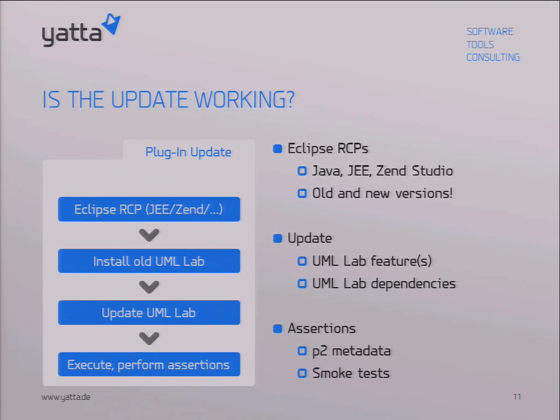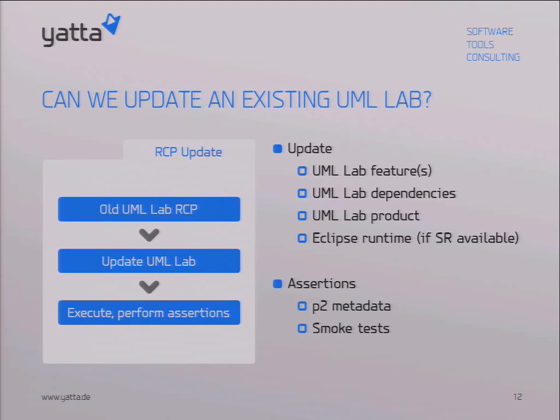The same for the update process. As I said, updating is slightly different than installation. So here, in that case, we install some older version of UML Lab and then perform the update of UML Lab and its dependencies. Later on, again, the smoke tests.